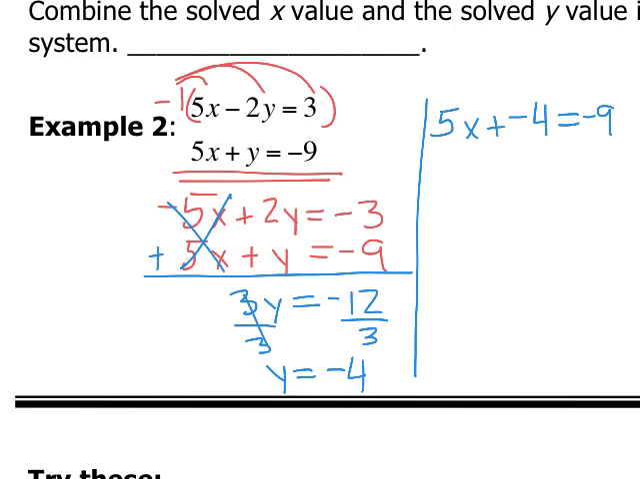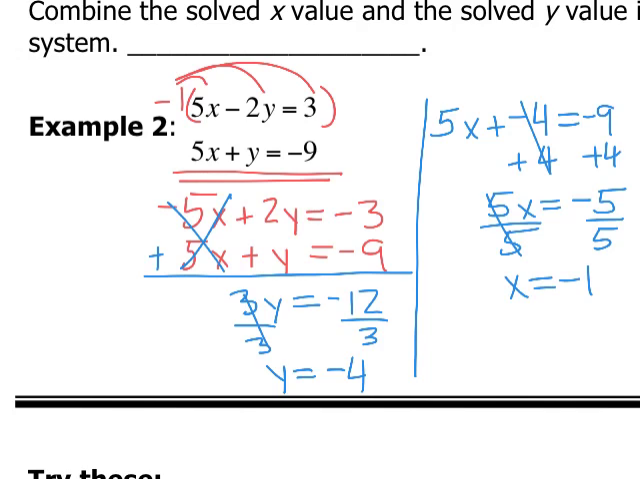And now I'm just solving for the x that I have left. So opposite operation, add 4. So 5x equals negative 9 plus 4 is negative 5. Divide by 5. And x is negative 1. So be careful when you're writing your ordered pairs. It's always x comma y. So it's negative 1 comma negative 4.